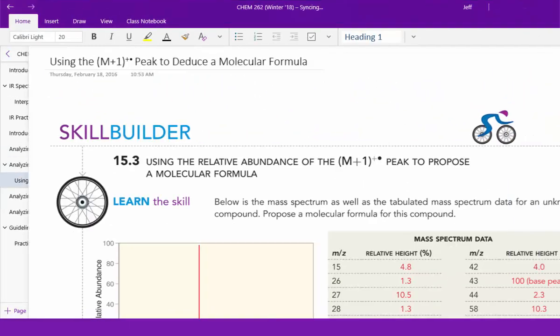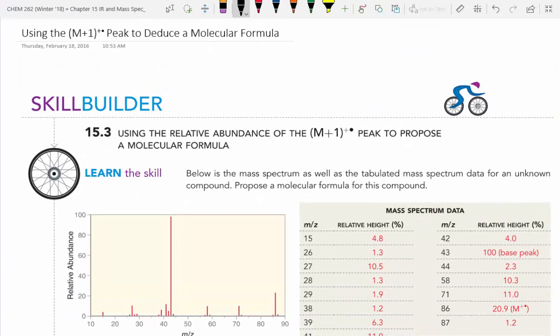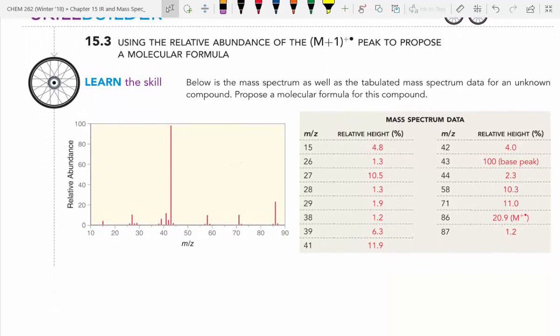So let's use the M plus 1 peak to find a molecular formula. All right, so here's an example spectrum. If we look at this, our goal is to propose some sort of molecular formula that makes sense. What I normally like to do is first identify my parent peak. And where do you guys think that is? Far right. On the far right, tallest peak. It's going to be right here. And in fact, this chart just tells you flat out, this is your parent peak. So nice and easy, right? If we look at 87, this has to be our mass plus 1 peak.